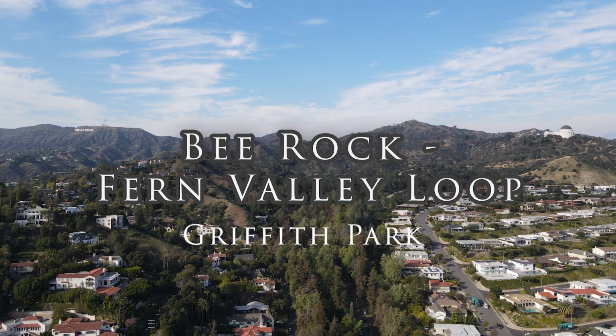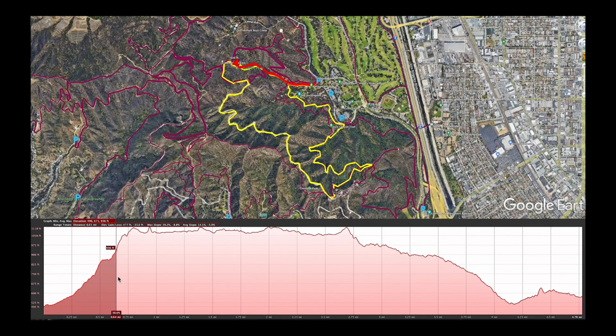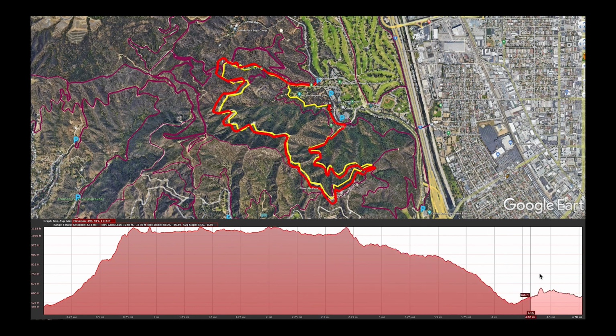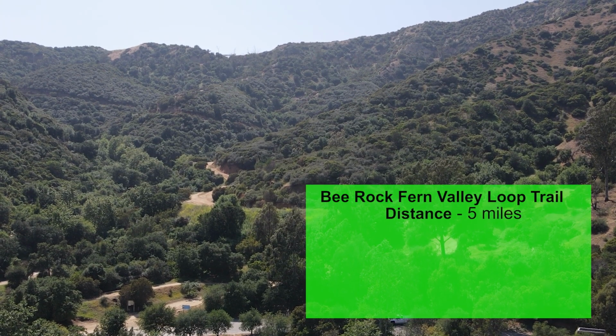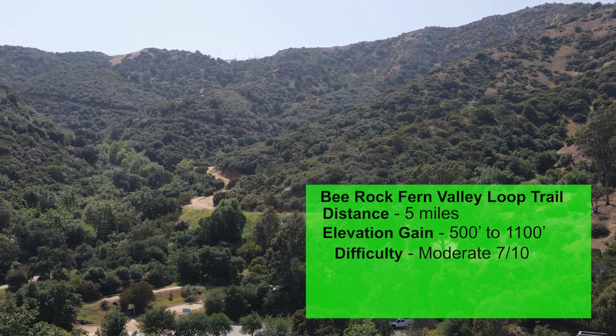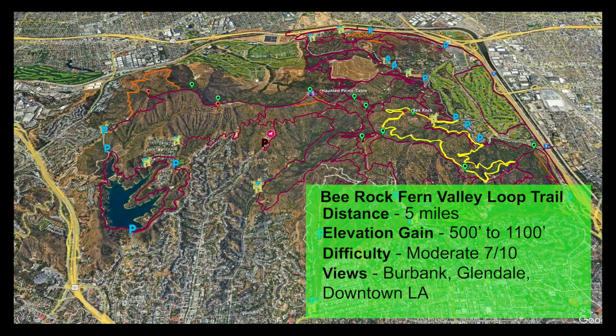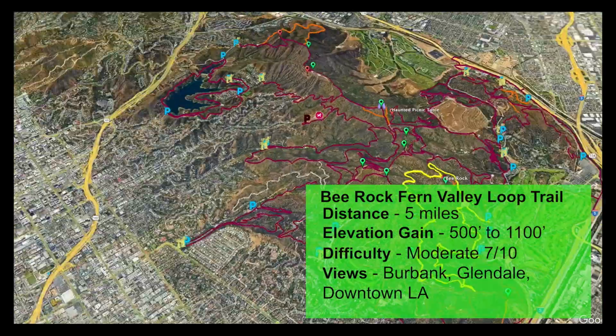The B-Rock Fern Valley Loop here is a little under 5 miles. It's got a very steep beginning. The first half mile is spectacular. It's so steep you're going to be hiking. You will not be running that. And the views of Burbank and Glendale are as great as you can get of Burbank and Glendale.